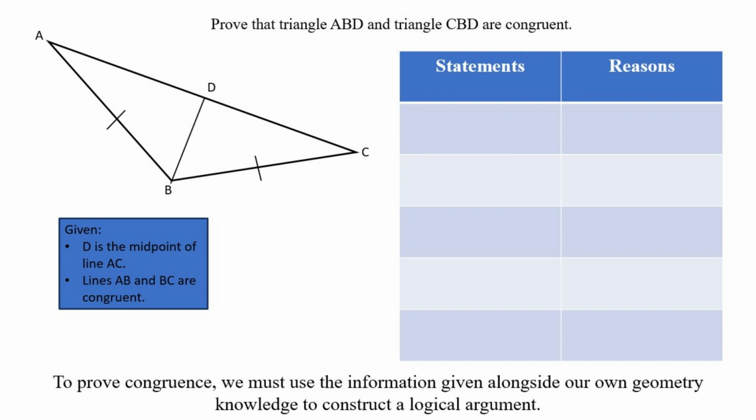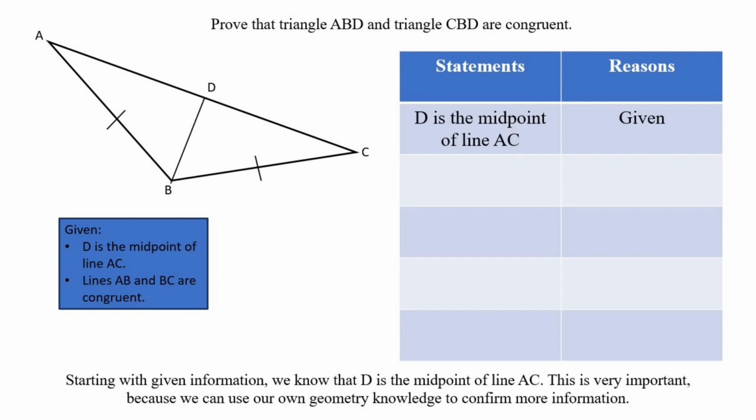To prove congruence, we must use the information given alongside our own geometry knowledge to construct a logical argument. Starting with given information, we know that D is the midpoint of line AC. This is very important, because we can use our own geometry knowledge to confirm more information.